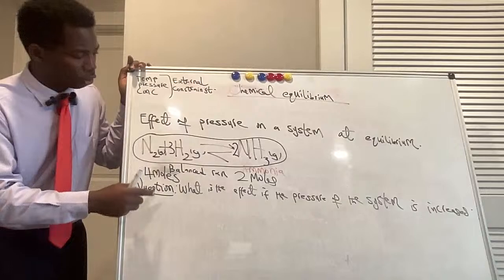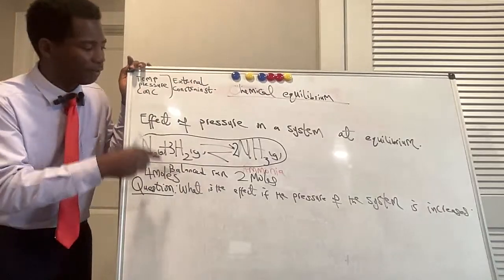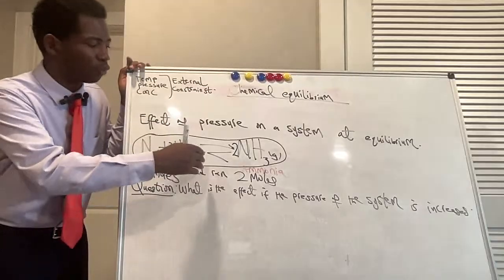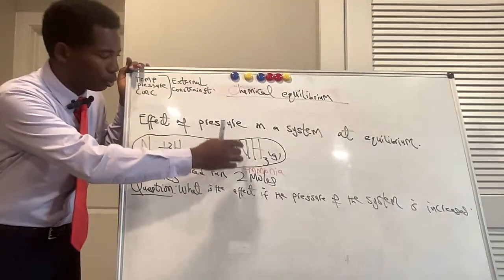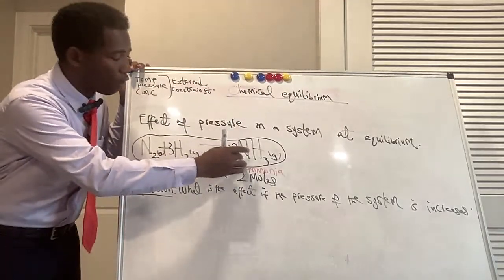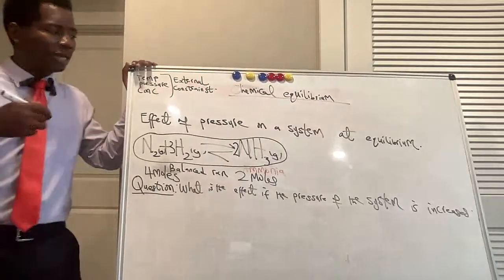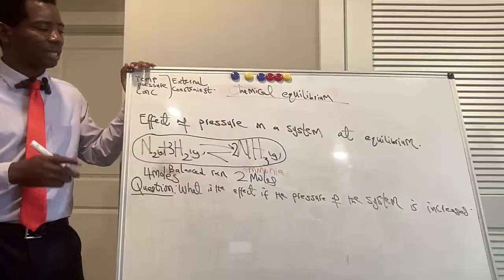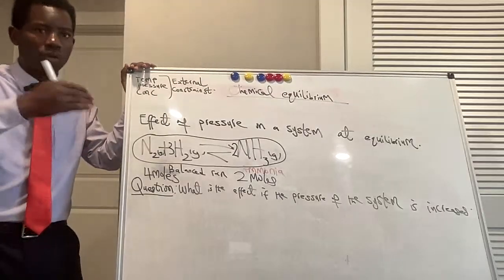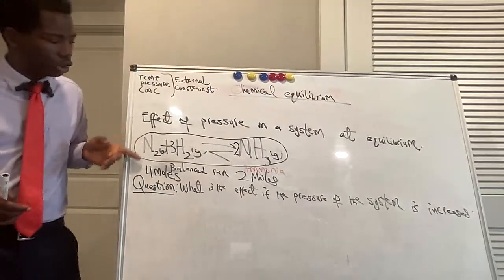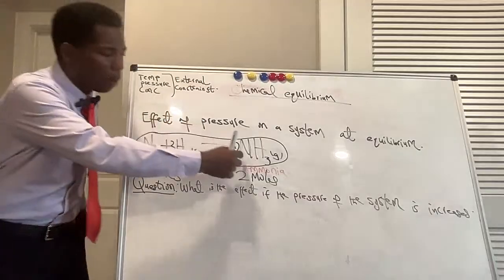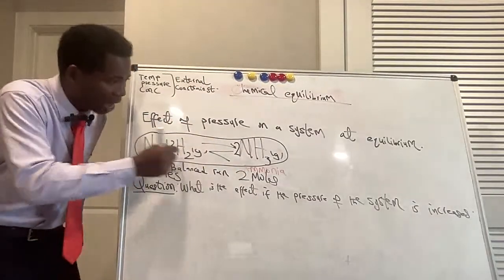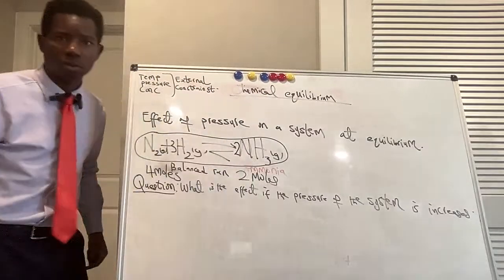In a reversible reaction, when the pressure is increased, it favors the side with the lesser number of moles. So the equilibrium system will shift to the right side, thereby producing more ammonia. When the system is at equilibrium and the pressure is increased, it favors the side with fewer moles. So in this reaction, when nitrogen reacts with hydrogen, more ammonia will be produced.